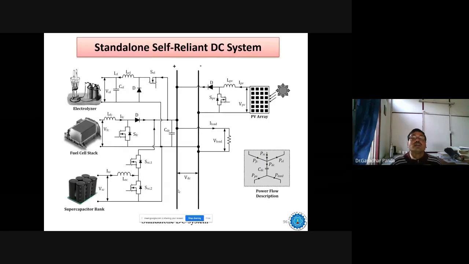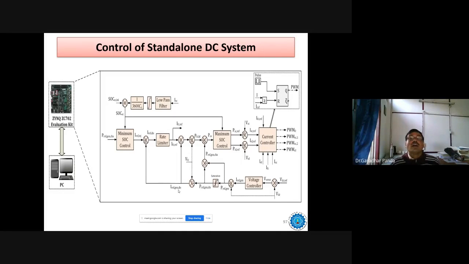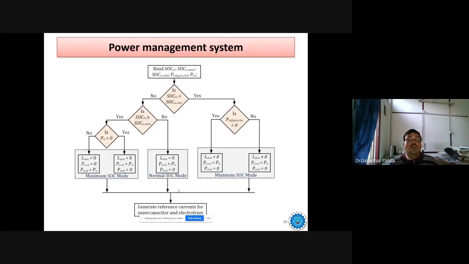And here it is a standalone self-reliant DC system. Here also it is the same thing, but we are connecting a PV system along with the fuel cell and the battery. And this is the control scheme of a standalone DC system.